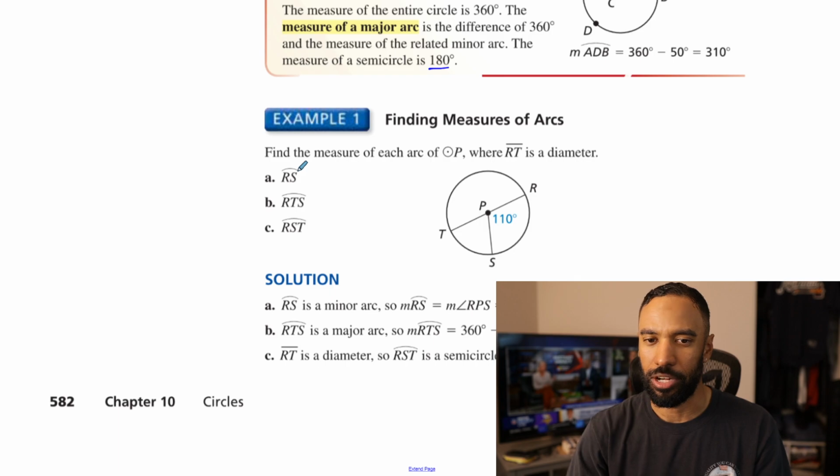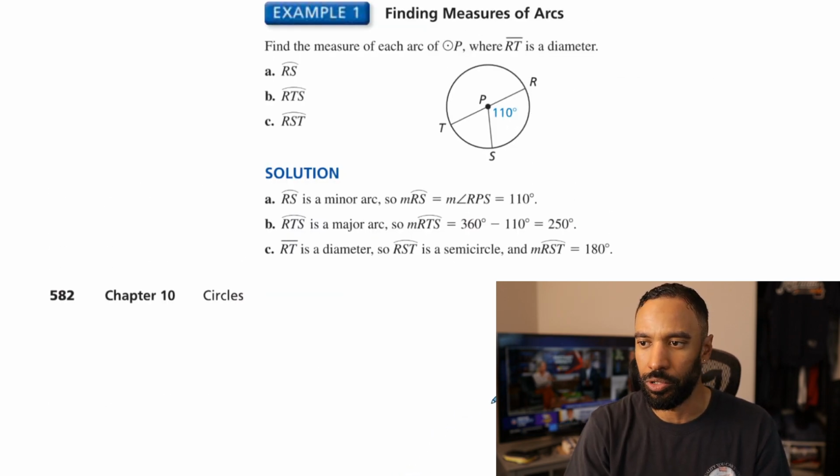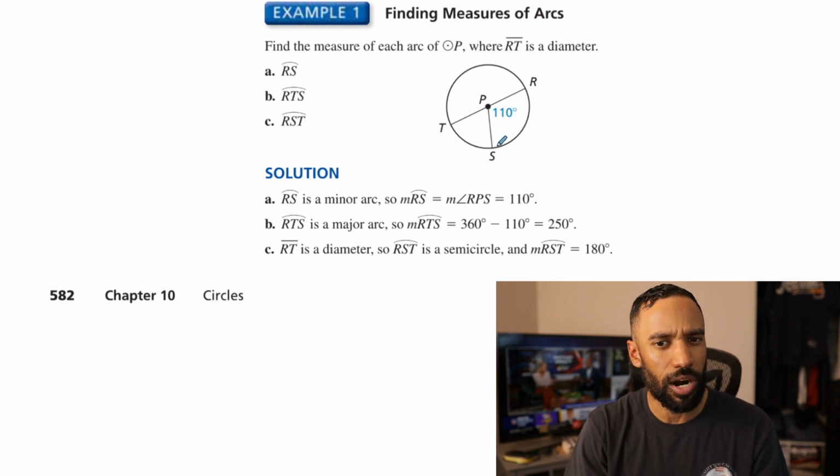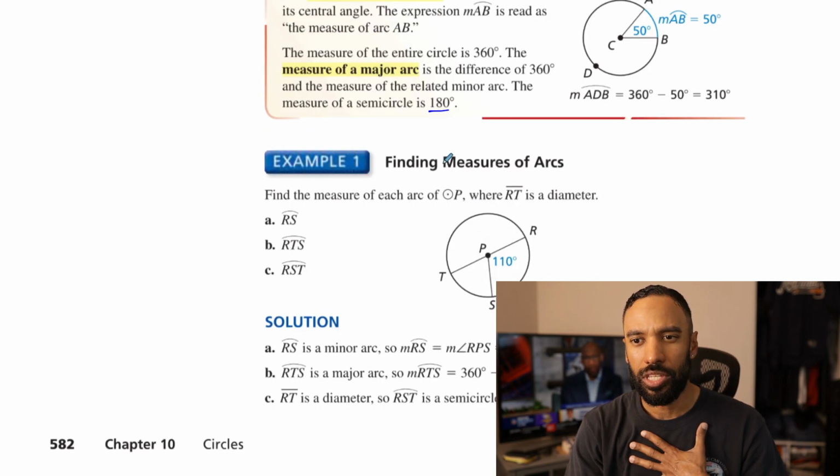Now, they ask for the measure of arc RS. They ask for the measure of arc RS because the central angle is 110 degrees. They call it an intercepted arc.